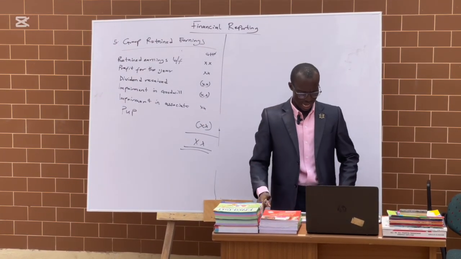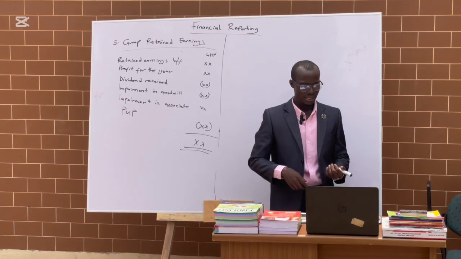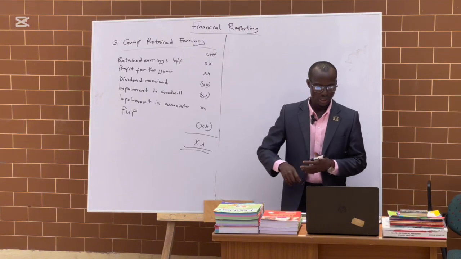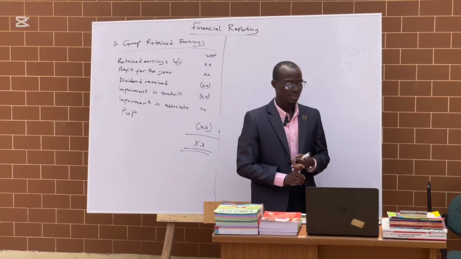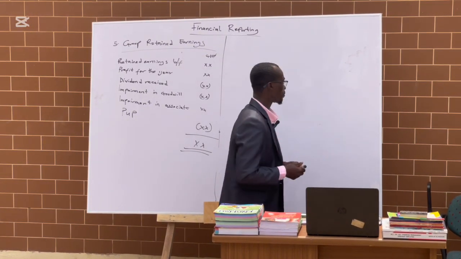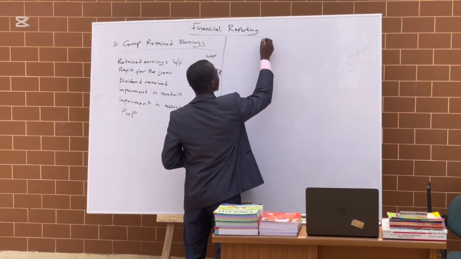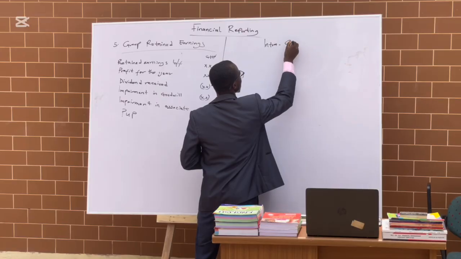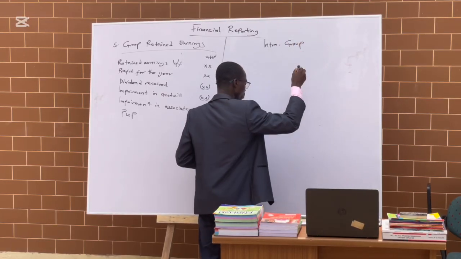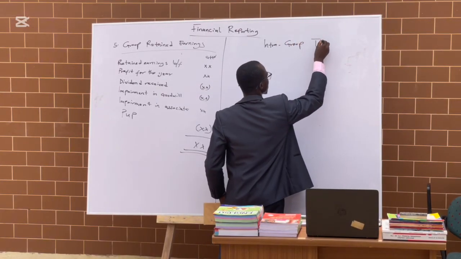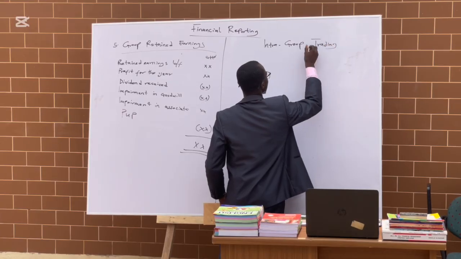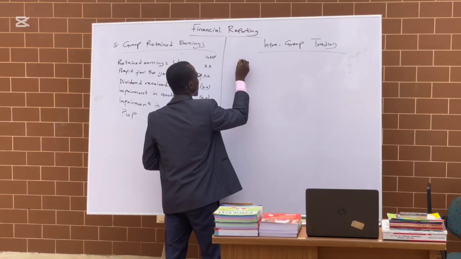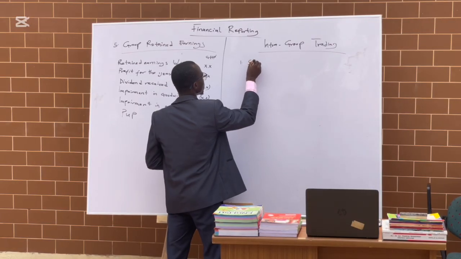So, under our intra-group trading, we are going to discuss sale of asset, sale of goods, goods in transit, cash in transit, and reconciliation of current account. So, intra-group trading. Some of the things we are going to discuss here, one will be sale of goods.